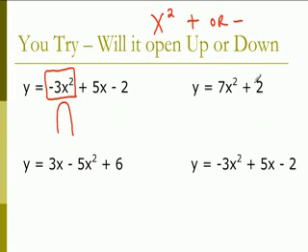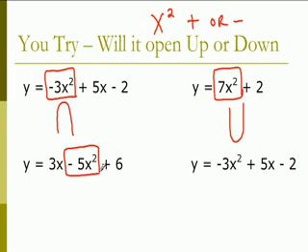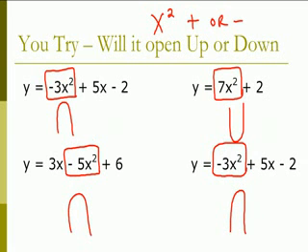In the next equation, we have 7x squared plus 2. This is our x squared term. It is positive, so our U is going to open up. Y equals 3x minus 5x squared plus 6. We're looking for our x squared term. Remember, you need to take the sign that's in front of it, so that's a negative 5x squared. So it's going to open down. Y equals negative 3x squared plus 5x plus 2. We're looking for the x squared term. Remember to take the sign with it. It is a negative, so it's going to open down.